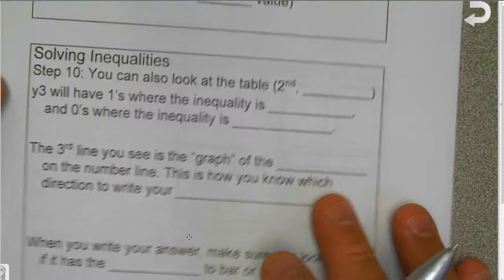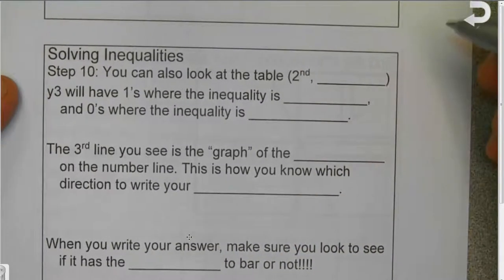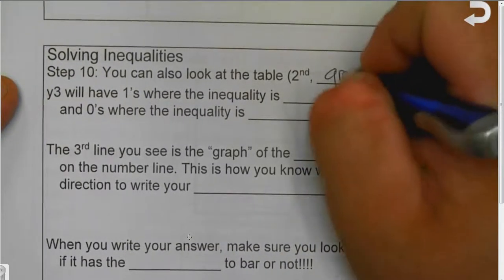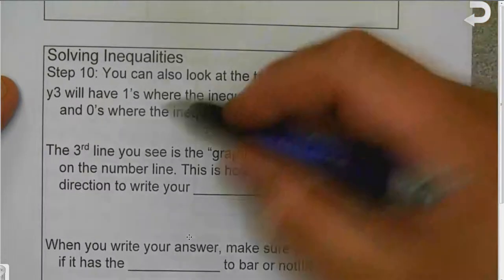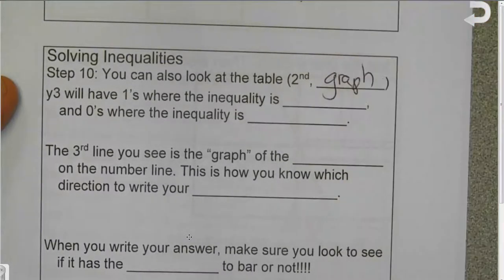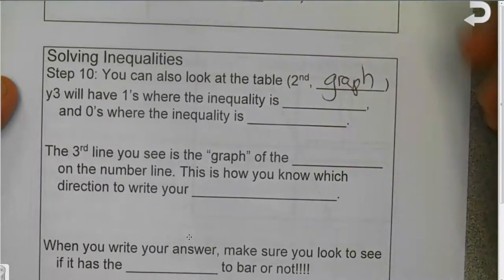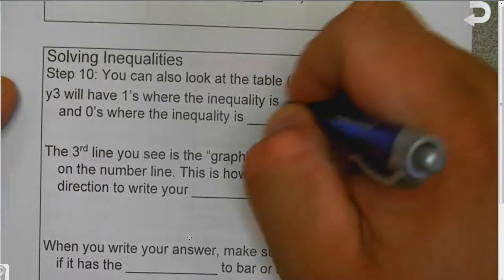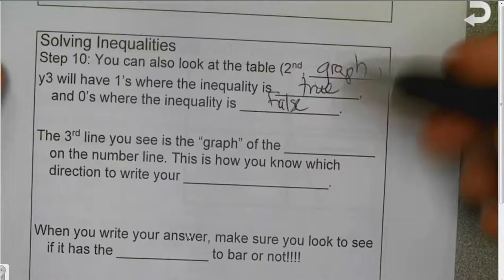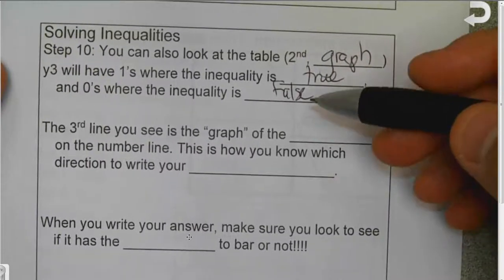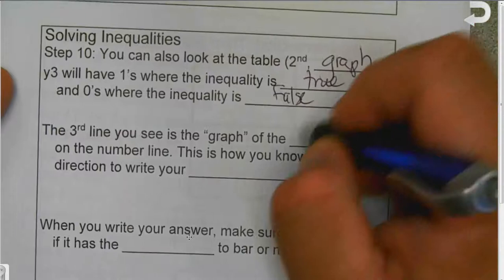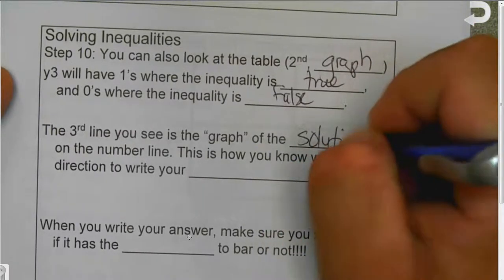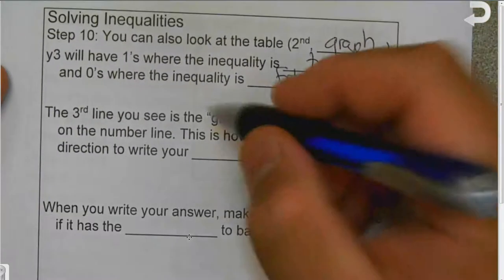Okay? There is one extra step when we look at the table. You can hit second graph and look at the table, and you will have ones where the inequality is true, and zeros where the inequality is false. And the third line you see is the graph of the solutions on a number line. So this is how you know which direction to write your sign.